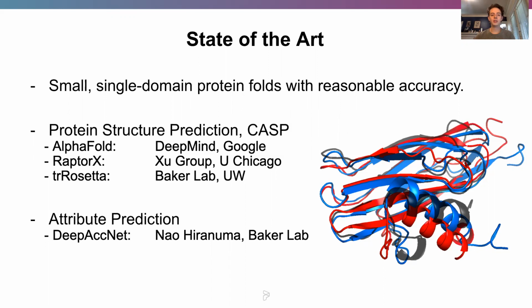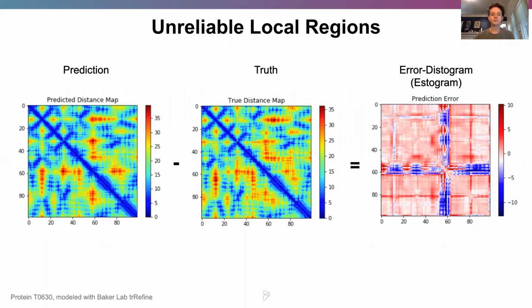Luckily, a new tool called Deep Accuracy Network, or DeepAccNet, developed by my mentor, Naozumi Hiranuma, can help predict the error of a given protein structure. So another way of visualizing a protein structure is with distance maps, where instead of looking at proteins as a big point cloud, we can visualize them as the distance between all of the points.